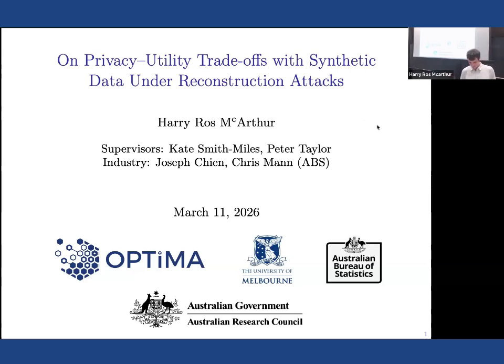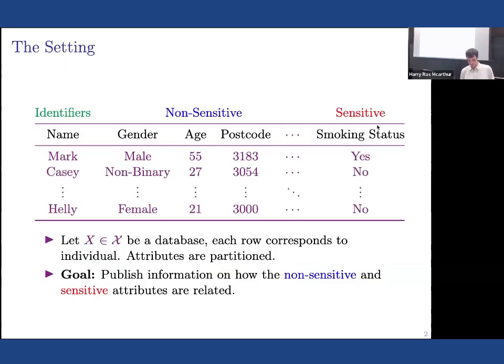Okay, so imagine you're the ABS. You've just taken the census. There's actually, I think, a new census in August this year, so when you're filling out the forms, this is something to think about. But you've collected your database. You've got something which looks like this. You've got a table where you've got rows corresponding to individuals, and columns corresponding to attributes. We'll call our database X, why not?